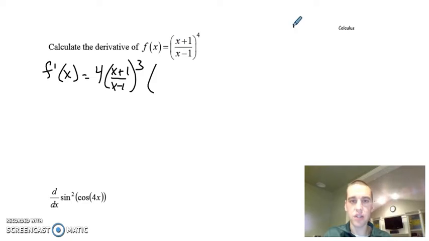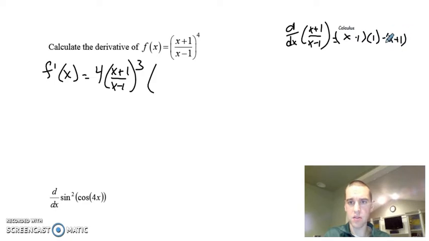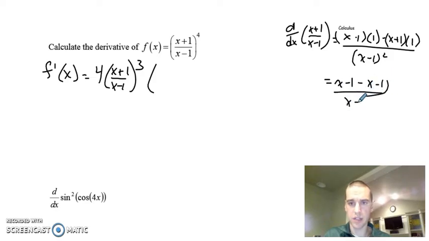What I like to do is find the derivative of the inside when it's something more difficult off to the side, so we don't actually do it all out here. So we have a quotient, so low d high minus high d low, all over low squared. Well, we're going to get x minus 1 minus x minus 1 all over x minus 1 squared. The x's are gone, you get negative 2 over x minus 1 squared.